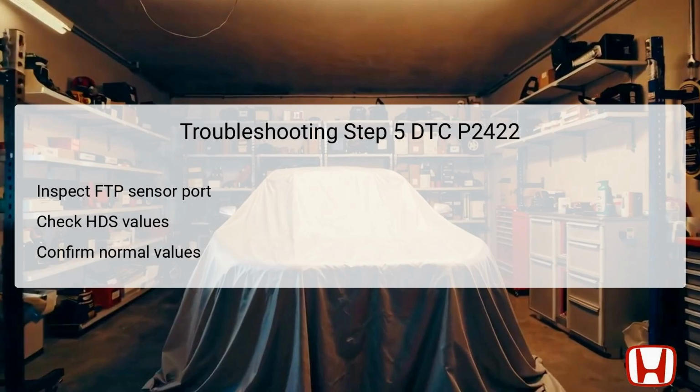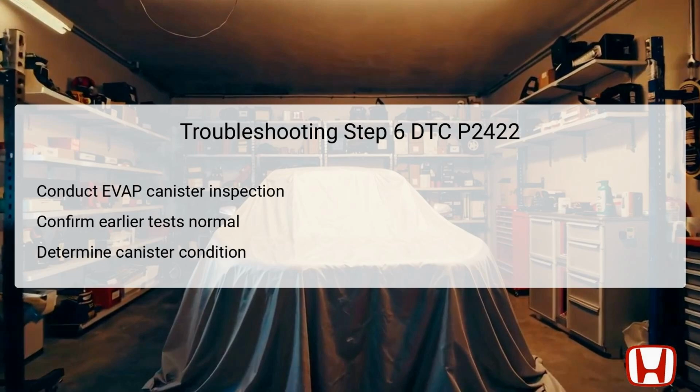Monitor the HDS display to confirm that the FTP sensor output values fall within the normal operating range of -0.67 to 0.67 kilopascal. If the values deviate from this range, it indicates a malfunction within the FTP sensor itself. Should this occur, replacing the FTP sensor will likely resolve the DTC P2422 issue. This step is crucial to ensuring that the readings from the sensor are accurate, as they directly affect the performance of the EVAP system. The final troubleshooting step involves conducting an inspection of the EVAP canister itself.